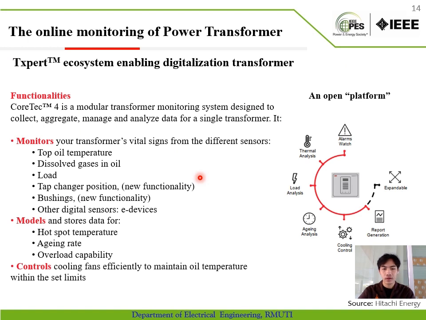As I mentioned above, the functionality of Contact Fault is a modular transformer monitoring system designed to collect, aggregate, and analyze data for a single transformer and monitor the power transformer from different sensors such as top oil temperature, dissolved gas, load operation, the position of the tap changer, the aging of the bushing, and from other digital sensors such as e-devices, and get the data from any sensor to store data for calculating hotspot temperature, aging rate, and setting overload capability for controlling the fan efficiently to maintain oil temperature within the set limit for a power transformer working at full load.